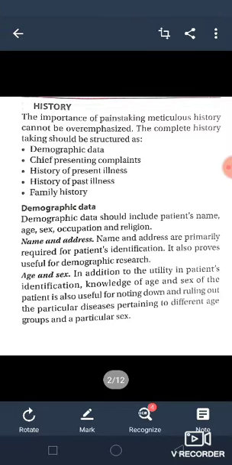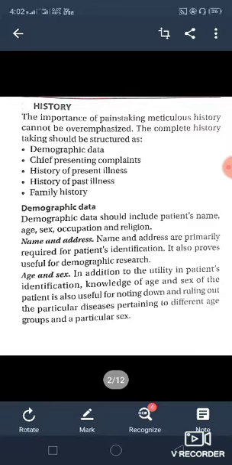The complete history taking should be structured as demographic data, chief presenting complaints, history of present illness, history of past illness, and family history. So, the first point to be noted is demographic data. Demographic data should include patient's name, age, sex, occupation, and religion. Then, name and address. Name and address are primarily required for patient's identification.